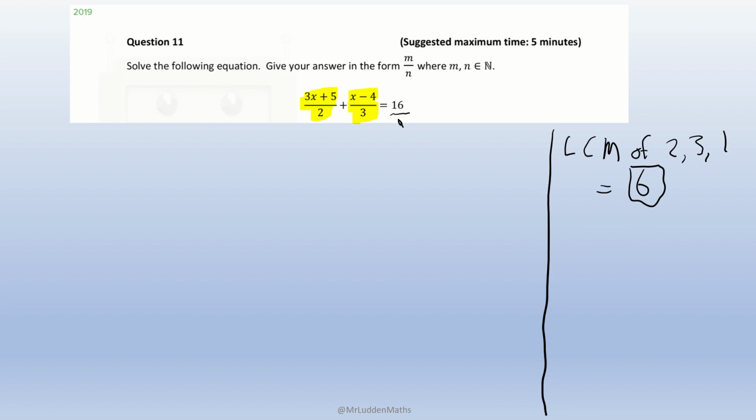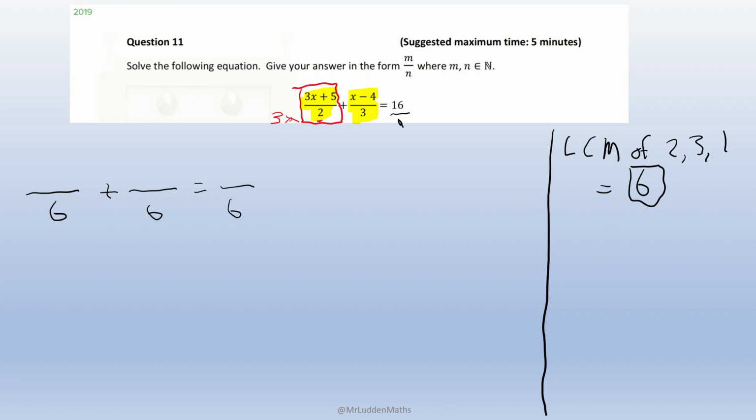Down here on my left hand side, I'm going to write 3 empty fractions, and I'm going to put 6 at the bottom of each: 6, 6 and 6. For my first fraction, 3x plus 5, I want to rewrite it with 6 at the bottom. I have a 2 at the bottom already, so what would I multiply 2 by to get 6? Of course, the answer is 3. So I've multiplied that by 3.